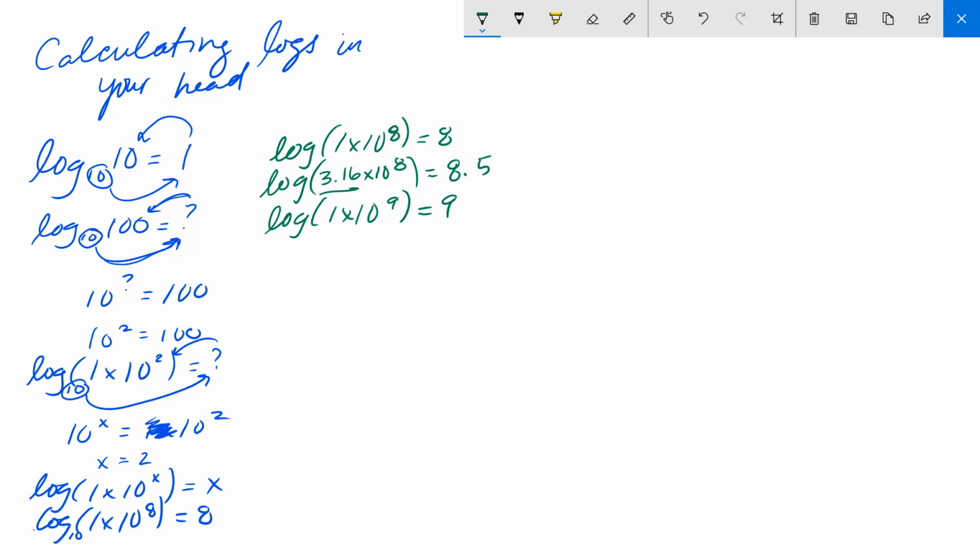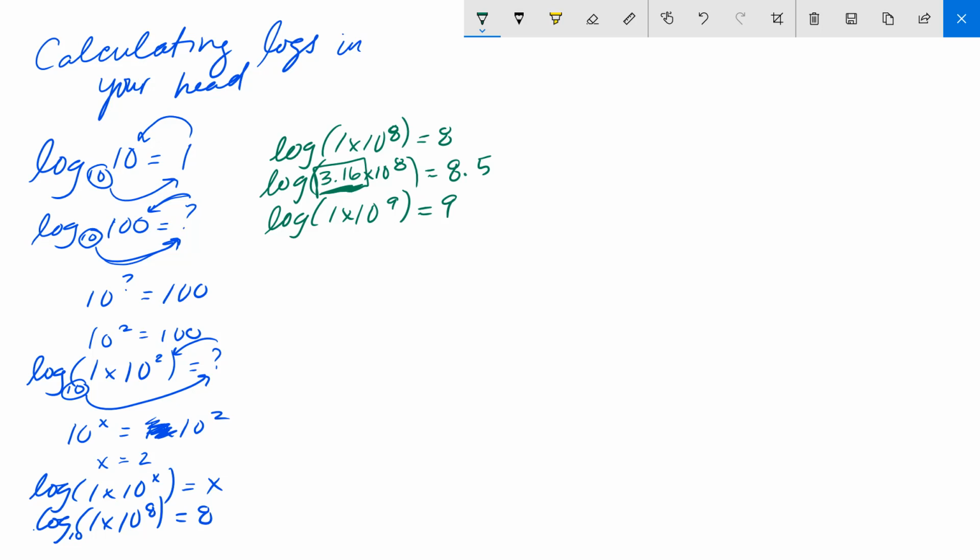Now why is this 3.16 instead of 5? Because 5 times 10 to the 8th would be halfway between 1 times 10 to the 8th and 1 times 10 to the 9th. The reason it's 3.16 instead of 5 is because this is a log scale, so it operates differently than just a linear scale. You don't really need to worry too much about that, but you should memorize this value. 3.16 is the magic halfway point of logarithms.